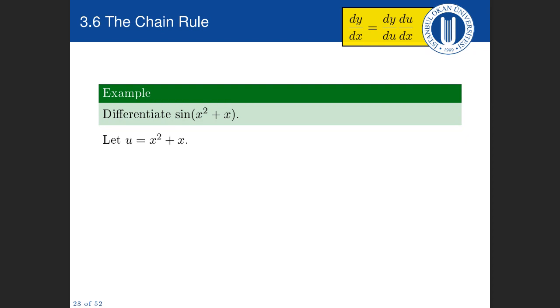To answer this question, first thing to do is we need to choose a u. So I'm looking at my problem. I'm looking at sine of x squared plus x, and I see I have an x squared plus x here. Let's call this u. So the first part of my answer is going to be let u be x squared plus x.